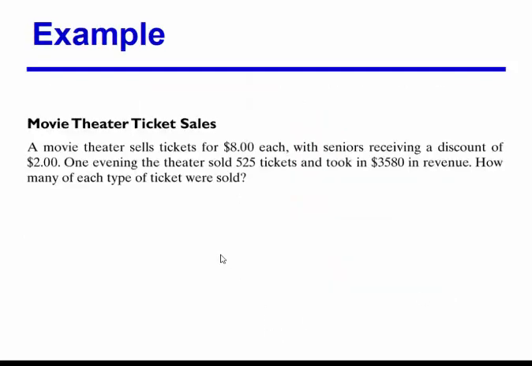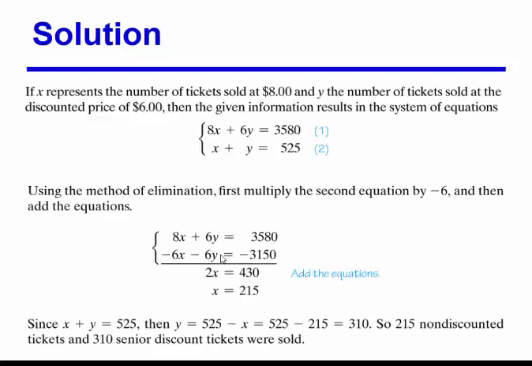Here's an example. A movie theater sells tickets for $8 each, with seniors receiving a discount of $2. One evening, the theater sold 525 tickets and took in $3,580 in revenue. How many of each type of ticket were sold? So x represents the number of tickets sold at $8. Y is the number of tickets sold at $6. Discounted price is $6. So we know that the number of tickets was 525.